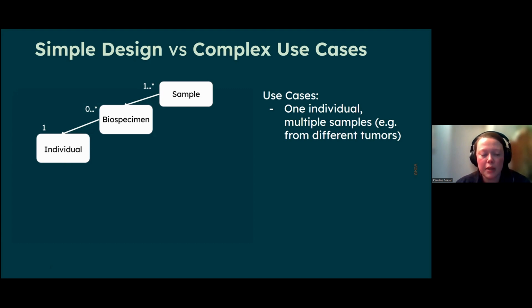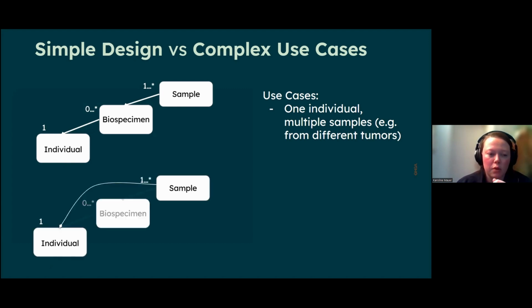I told you in the beginning that the biospecimen is an optional entity, and this is why we also implemented the direct link between individual and sample. And individual and sample have a one-to-many relationship, meaning one individual can have 1 or more samples. So our use case with one individual, multiple samples works.